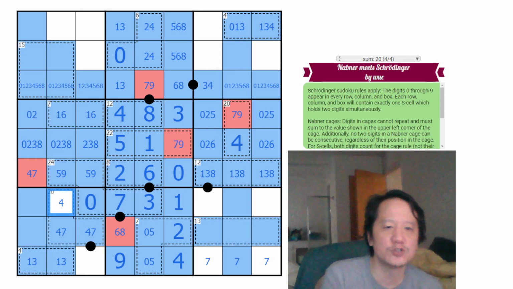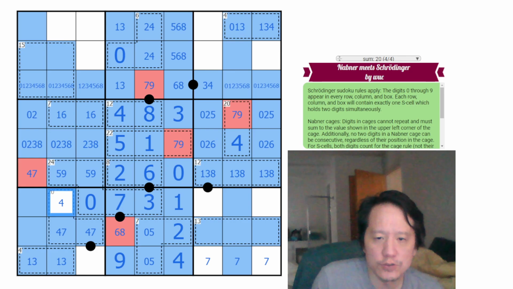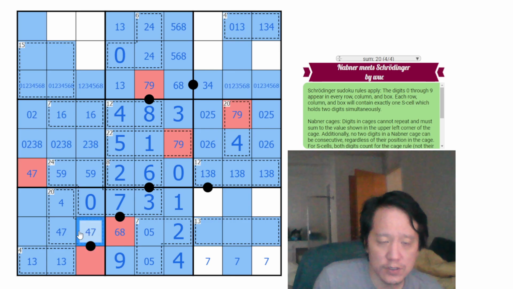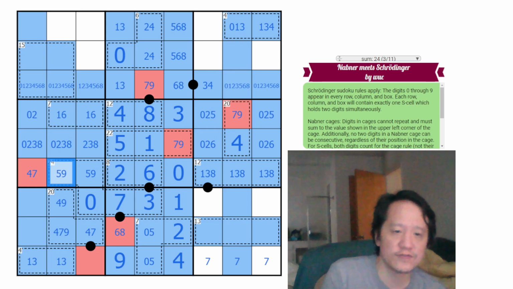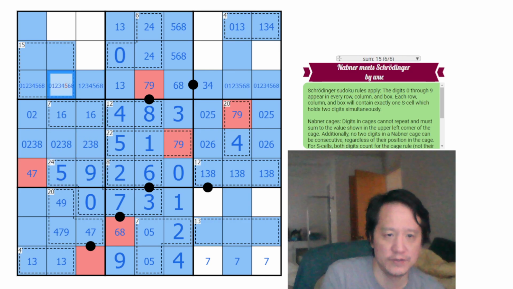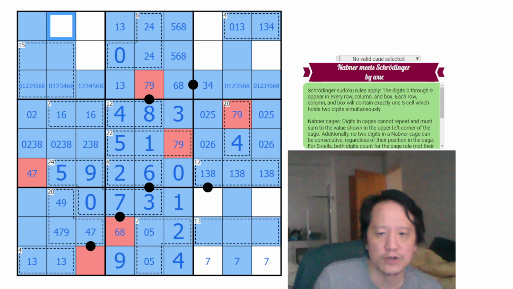Yeah, so this cannot be Schrödinger. So this is not Schrödinger, which means this has to be Schrödinger. So this is 4, 7, and 9, but the 9 cannot be here, and therefore this is 9. Therefore this is 5, that's 9. So this has to be the Schrödinger. So this can't be Schrödinger. This can't be Schrödinger.